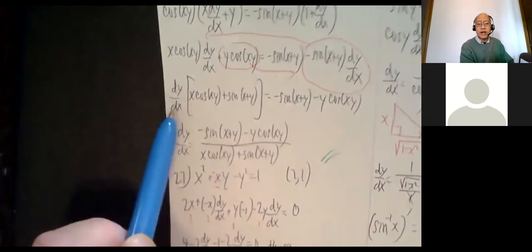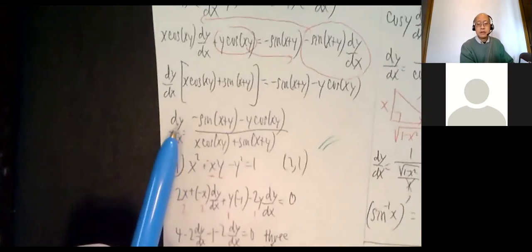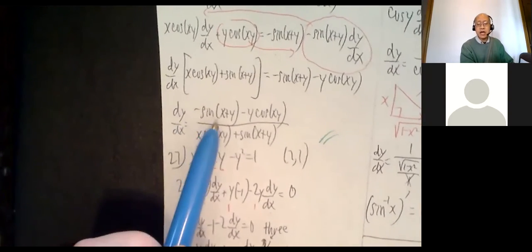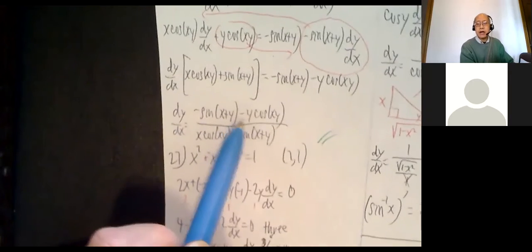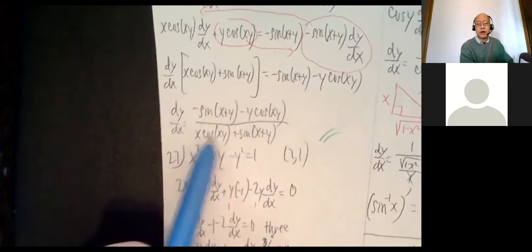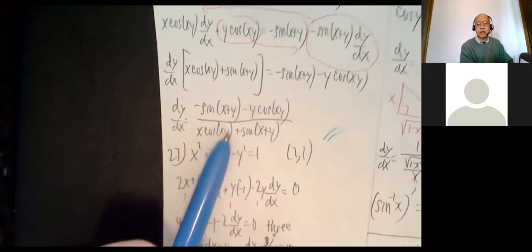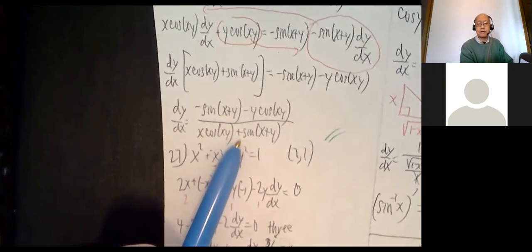Finally, to isolate dy/dx, I divide both sides by this mess. Okay, so there we are. Not very nice. Negative sine(x + y) minus y cosine xy, all over x cosine xy plus sine(x + y). So we're really getting our money's worth for this particular problem, right? There's a lot involved.